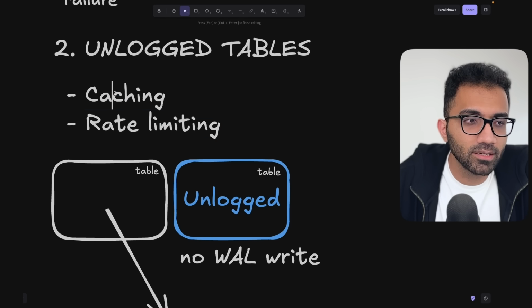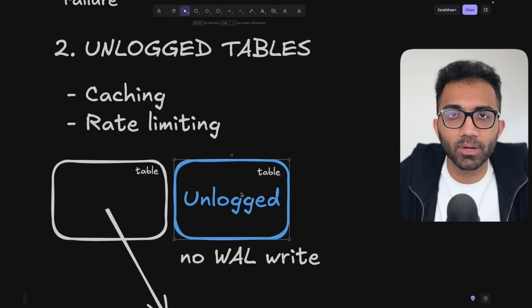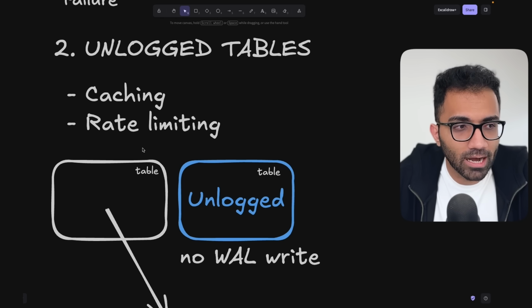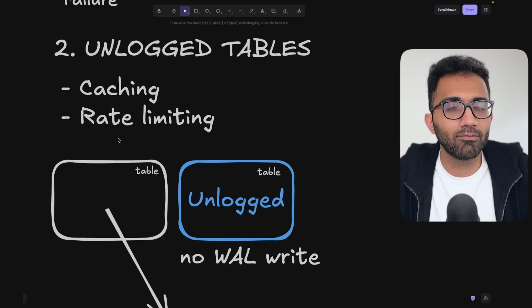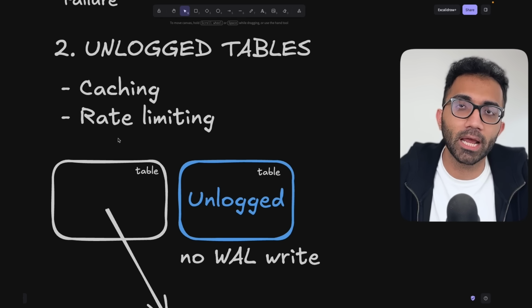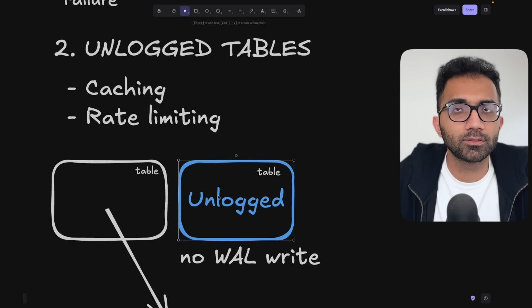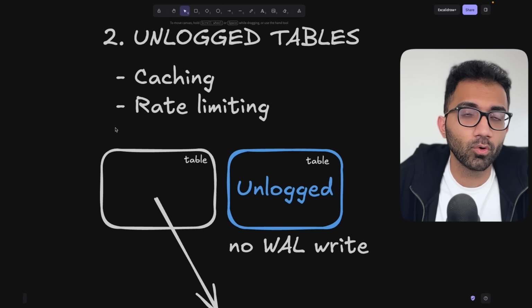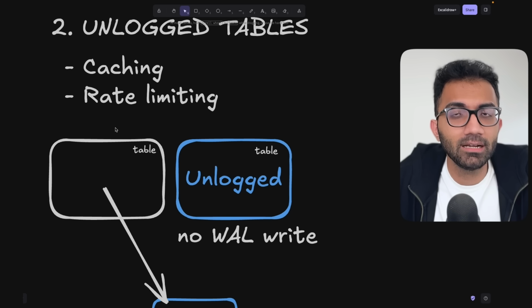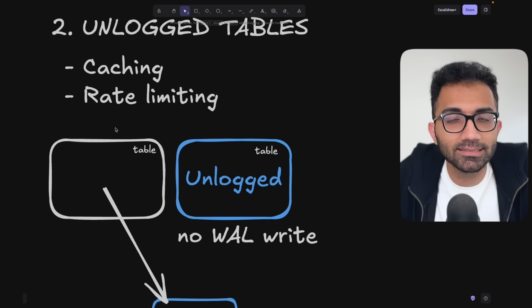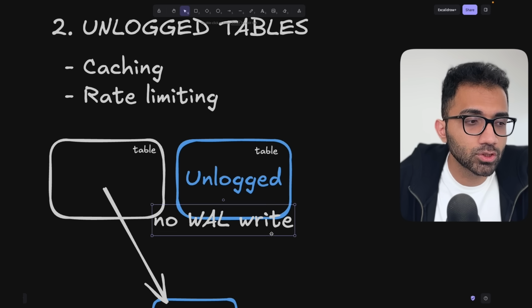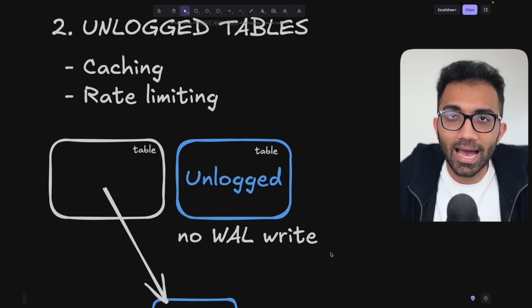If you're caching something, because you're anyway going to query your primary database itself, you can put this in an unlogged table. Similarly for rate limiting, where if you have a rate limit on a per endpoint basis, per IP or per user ID, you can use unlogged tables for that. Now, just a caveat here, I'm not saying that any of this is going to be faster than Redis. It will definitely be at least 1 or 2 milliseconds slower than Redis. But in my experience, with smaller workloads, this is as good as Redis.